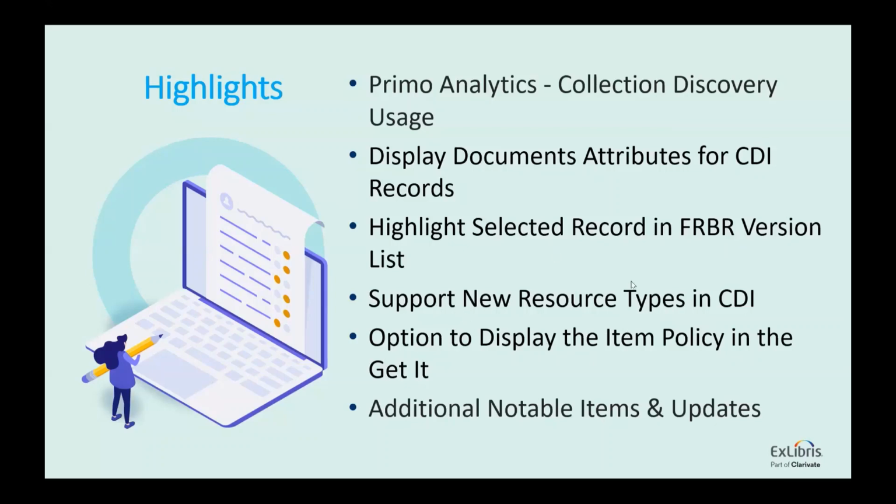More new resource types are available from CDI, coming as a request from NERS and the Ideas Exchange. And one of the top ideas that we have finally managed to implement, after understanding the requirement better, is the ability to display the item policy in the GetIt just as it is if it's been defined as a persisted attribute per item in Alma. We can now expose it also in the GetIt.